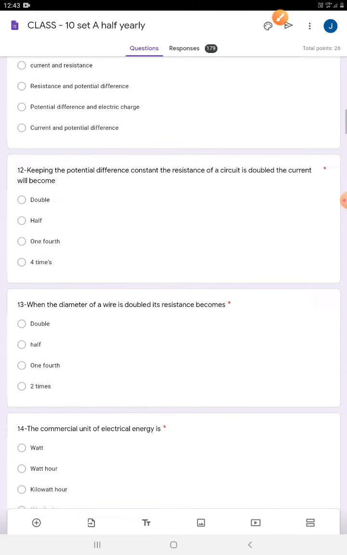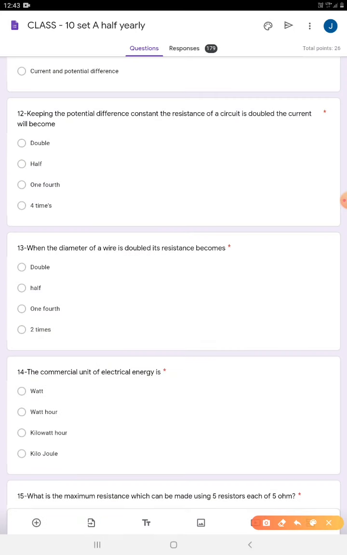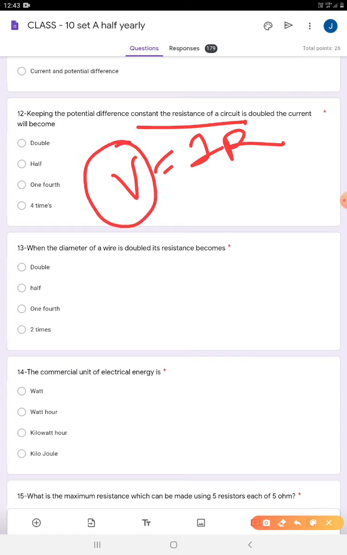Okay, now move to the next question, which is question number 12. Keeping the potential difference constant, the resistance of a circuit is doubled, the current will become. We can solve this question by Ohm's law, which is V equal to I into R. V should remain constant, and suppose this is the first condition. In the second condition, keeping the potential difference constant, it should be V, and the resistance of the circuit is doubled, so R should be 2R.